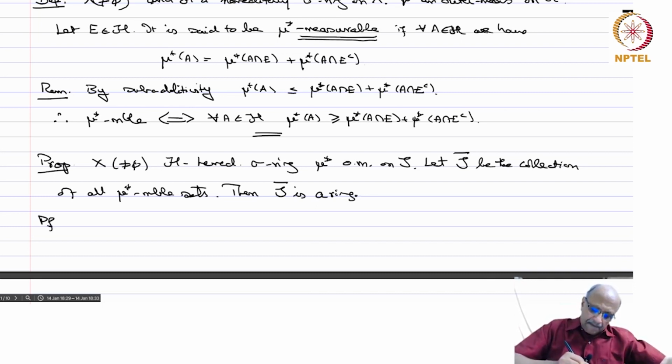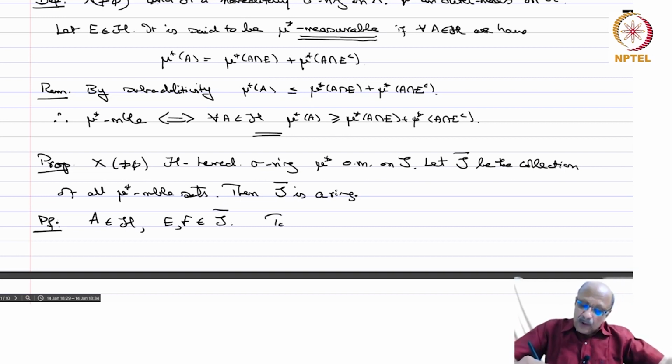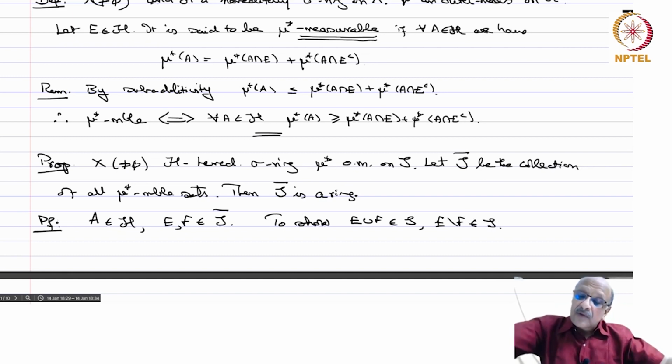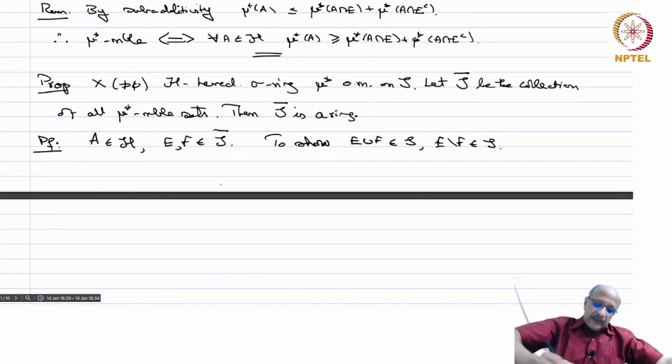Okay, so proof. So we want to show that it's a ring. So that means we have to show that it is closed under unions and closed under differences. So let us take A in H and E and F in S bar. They are mu star measurable sets. So we want to show E union F belongs to S bar and E minus F also belongs to S bar. Okay, so this is what we need to show. For arbitrary A, we have to show one of those properties above.